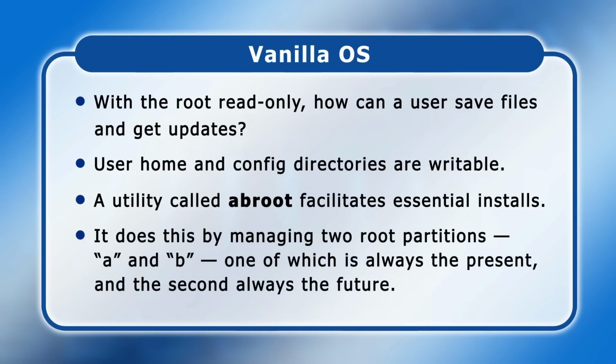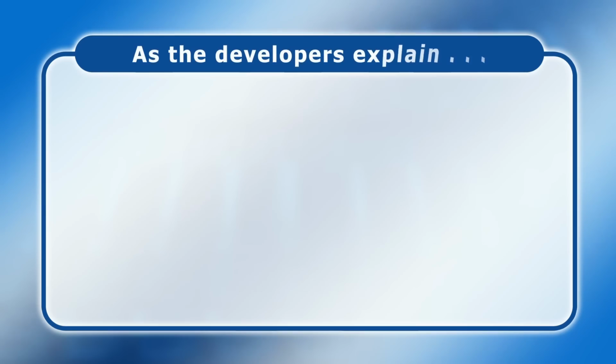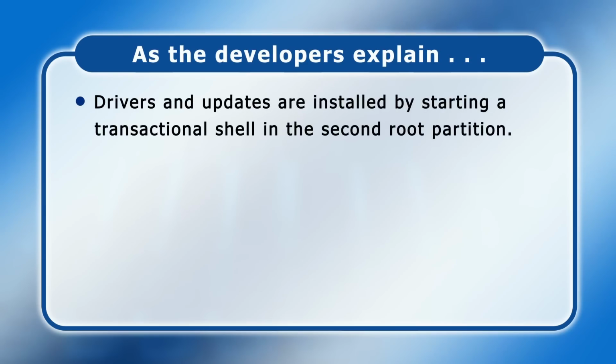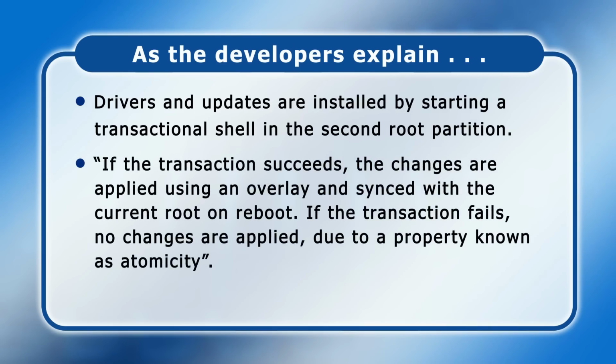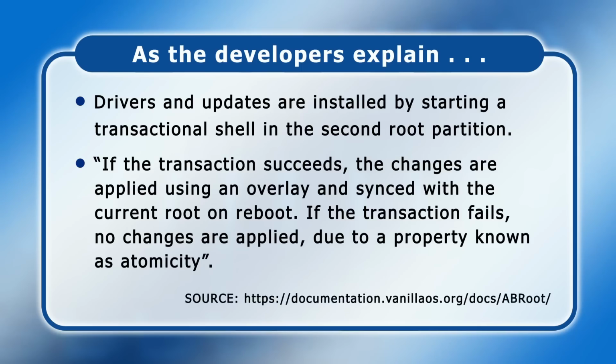It does this by managing two root partitions, A and B, one of which is always the present root, and the second always the future. As the developers of Vanilla OS explain, drivers and updates are installed by starting a transactional shell in the second root partition. If the transaction succeeds, the changes are applied using an overlay and synced with the current root on reboot. If the transaction fails, no changes are applied due to a property known as atomicity.